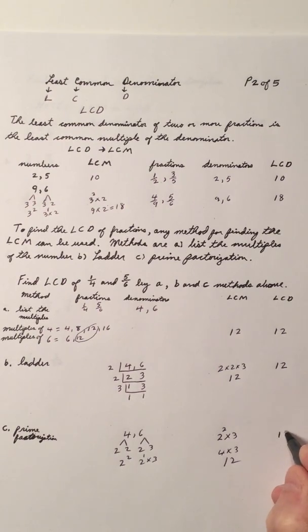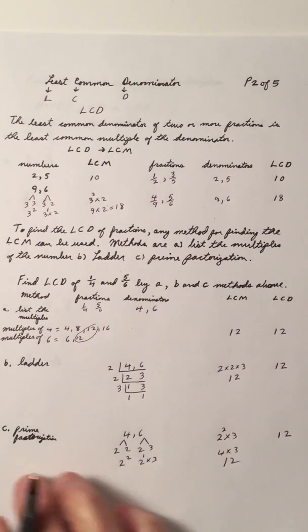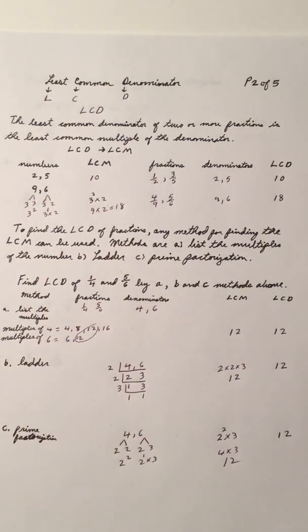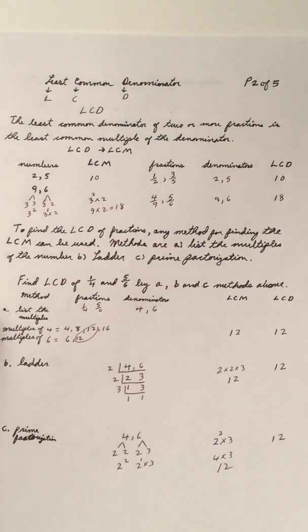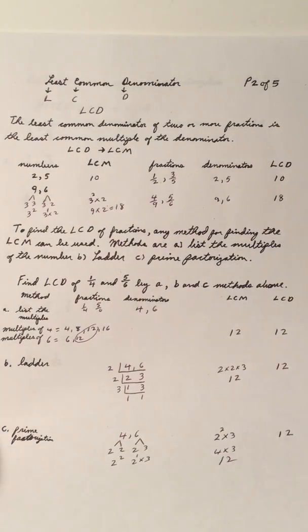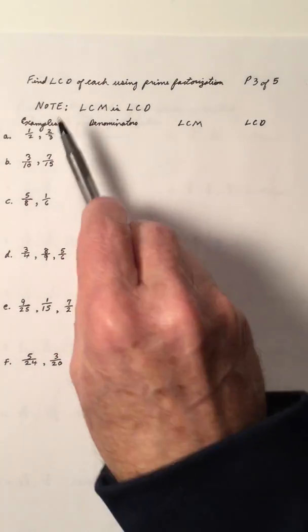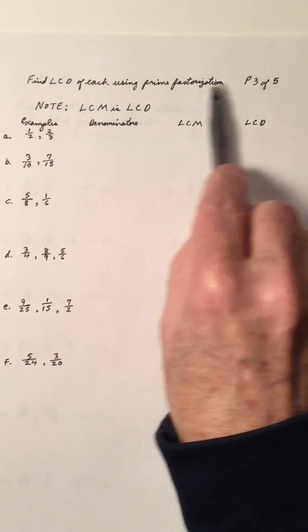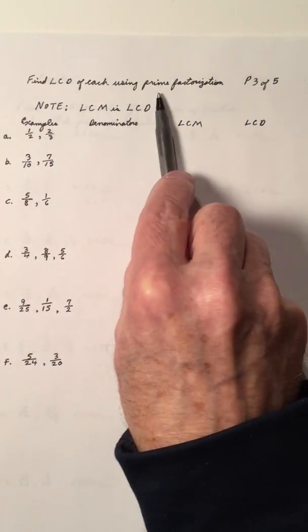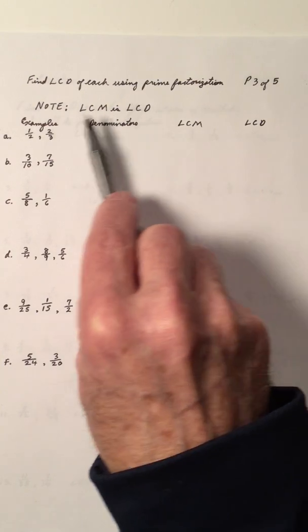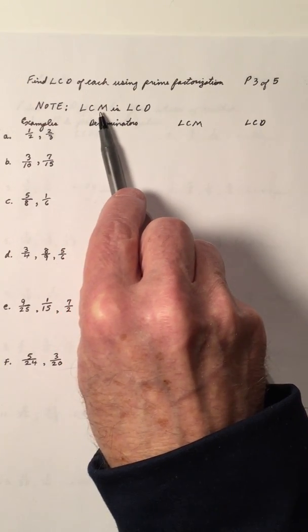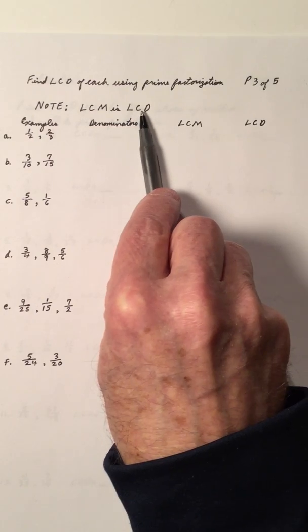And 12 is the least common denominator. So it's just different methods for working it out. I prefer to use the prime factorization because it uses more fundamentals and it works later on when we do rational expressions, etc. Find the LCD by using the prime factorization. Again, I stress the prime factorization. Note the LCM is the LCD.